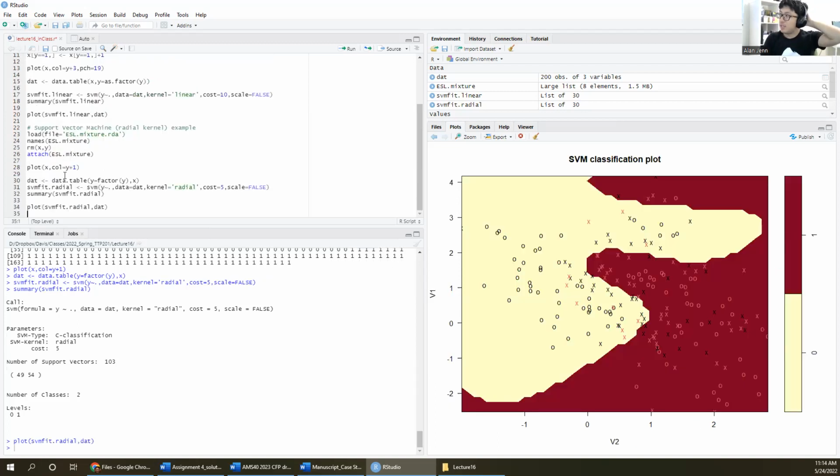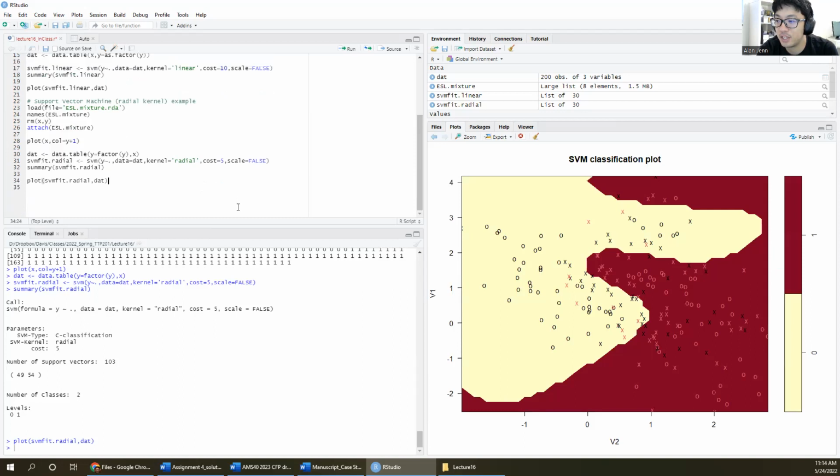And I should mention this cost value is our C, but this is a relative budget now. It's not like an absolute number. And you can play around with this parameter to see how flexible you are allowed to make it. So in this case, we can see how it's drawn our classifier, and we can see the violations in X's.